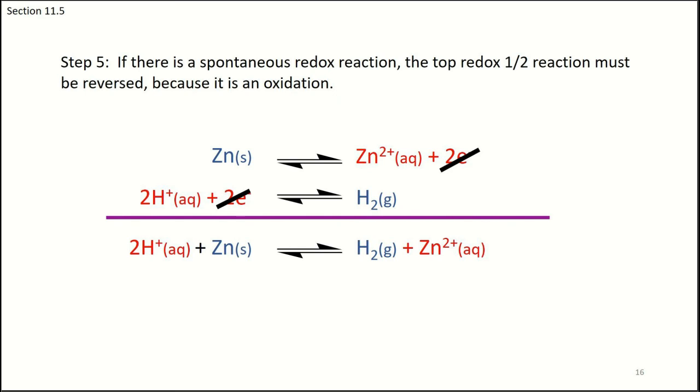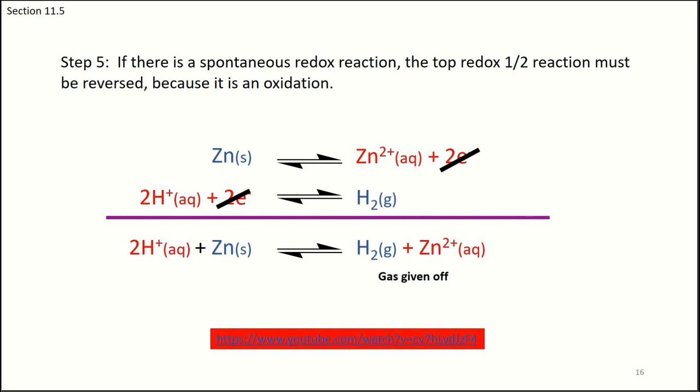2 aqueous hydrogen ions plus zinc solid, yielding hydrogen gas and zinc 2 plus aqueous ion. So to answer the question, the gas that is given off in the spontaneous reaction is hydrogen gas.